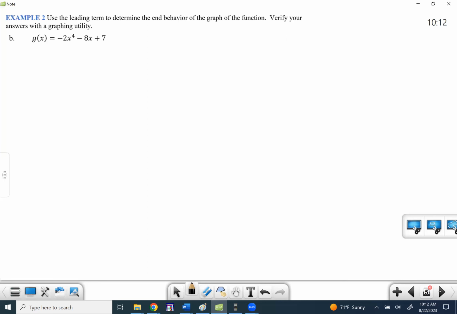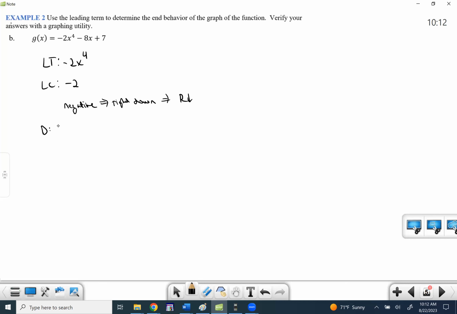So it is written in descending order. So the leading term is going to be that negative 2x to the 4th. So the leading coefficient will be negative 2. So since it's negative, that's going to imply that the right goes down. Okay. So right down. All right, let's look at the degree now.